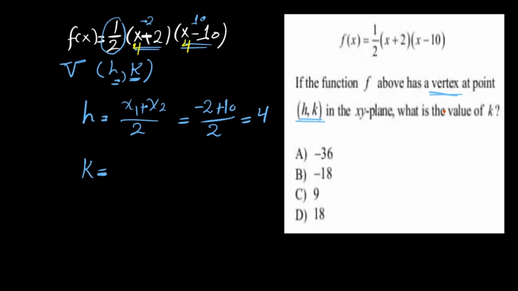Substitute 4, because x equals 4. It's going to be 1 over 2 times (4 plus 2), which is 6, times (4 minus 10), which equals negative 6. Multiply, the result will be negative. We can simplify this one by this one. This is going to be 1 and this 3. 3 times 6 equals 18. So the value of k is negative 18. This is the correct answer.